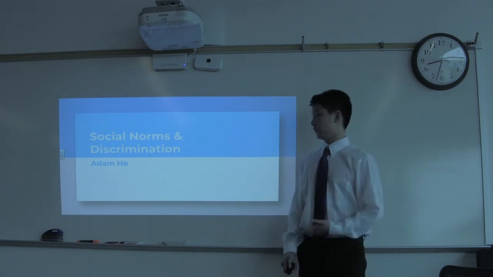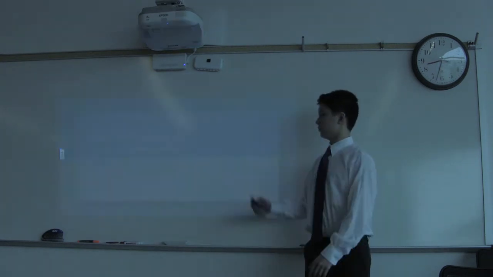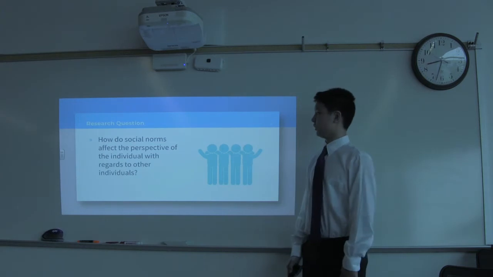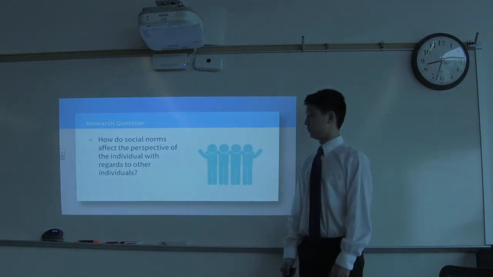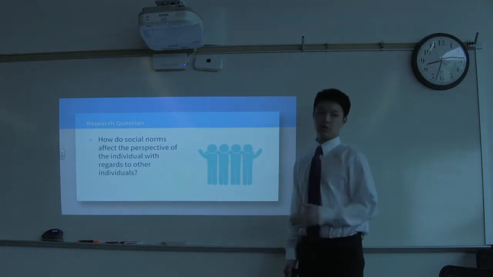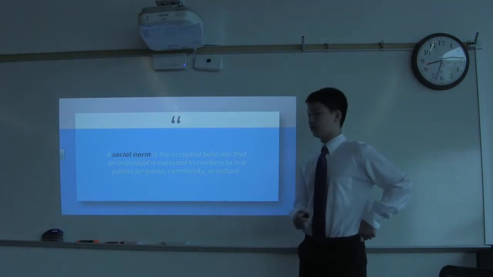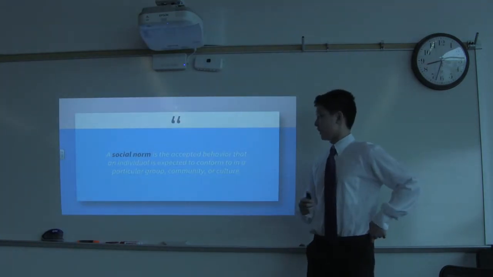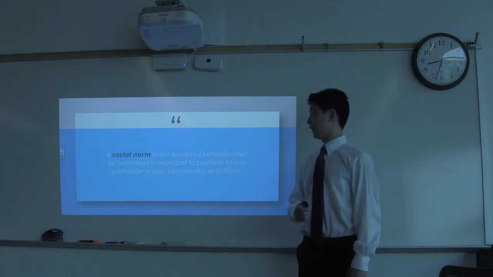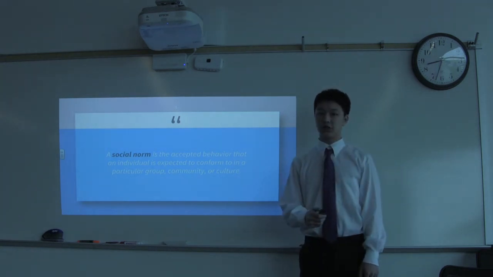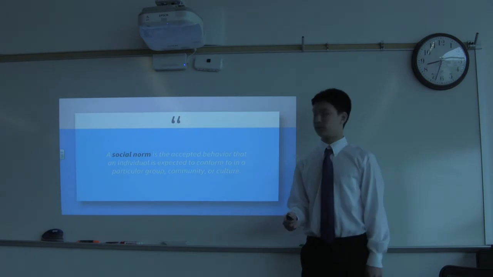So my project is on social norms and discrimination. My research question was, how do social norms affect the perspective of the individual with regards to other individuals? First of all, we have to define what a social norm is. Well, a social norm is defined as the accepted behavior that an individual is expected to conform to in a particular group, community, or culture.